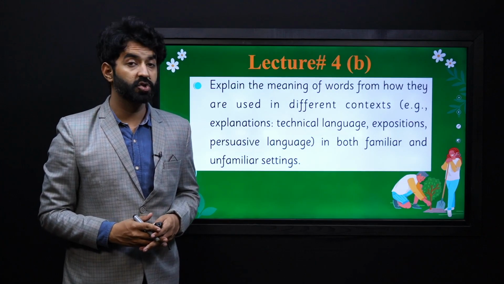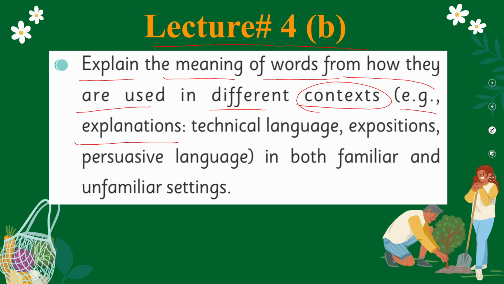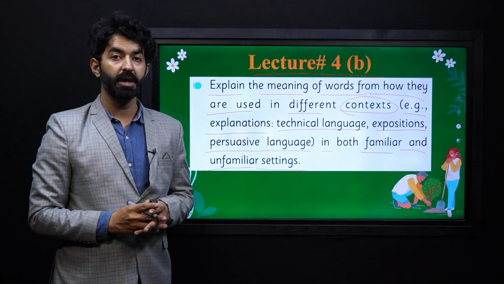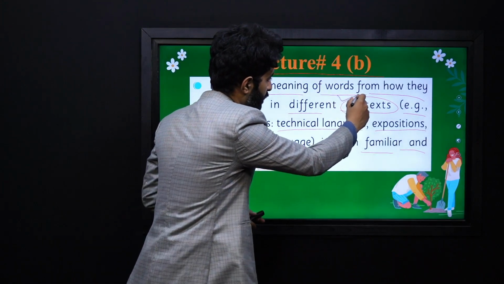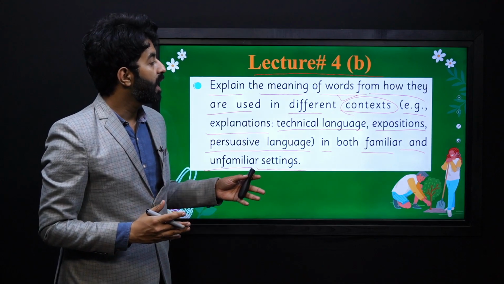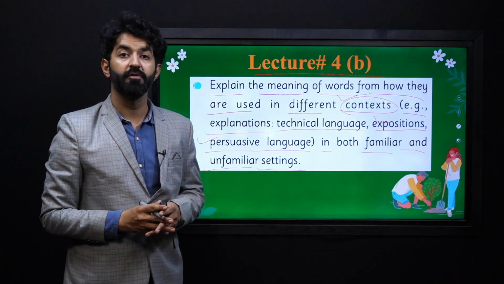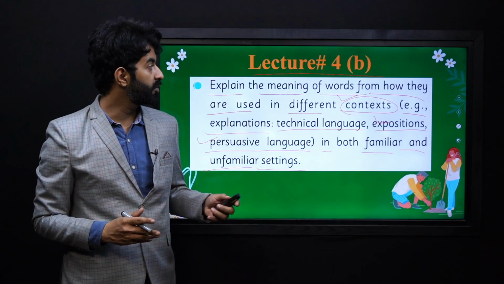Now moving on with our lecture number 4B, the SLO that we will be covering in this one is explain the meaning of words from how they are used in different contexts. For example, explanations, technical language, expositions, persuasive language in both familiar and unfamiliar settings. So this is about understanding meanings, how they are used in different contexts. We will be looking at this thoroughly. We will be seeing the explanations, the technical language that we read in writing, expositions, persuasive language. We will be seeing it in both familiar and unfamiliar settings. So we will cover all these things in our lecture number 4B.